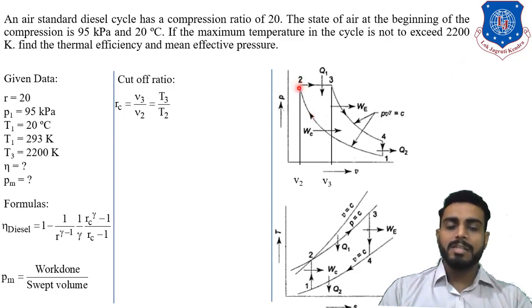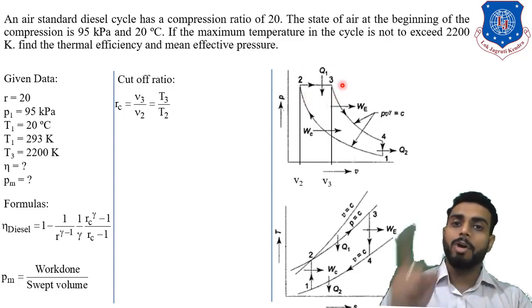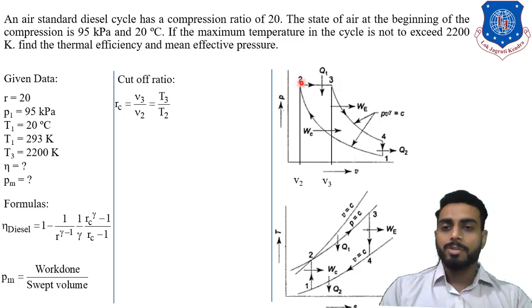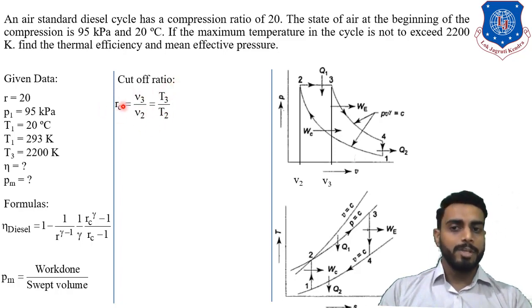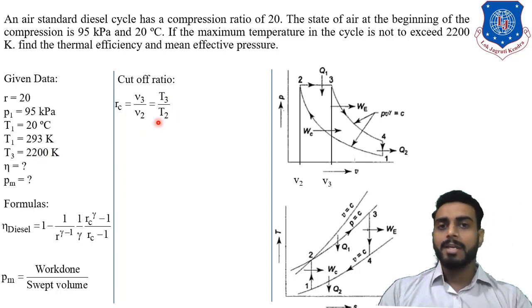You can also appreciate the fact that 2 to 3 is a constant pressure process. Whenever the pressure is constant, volume is proportional to temperature. So you can write V3 by V2 is equal to T3 by T2. Using this, we can find the value of the cutoff ratio. But for that we need T3 and T2. As you can see from the given data, T3 is already given, that is 2200 Kelvin, but we do not know the value of T2. So we will first identify the value of T2.